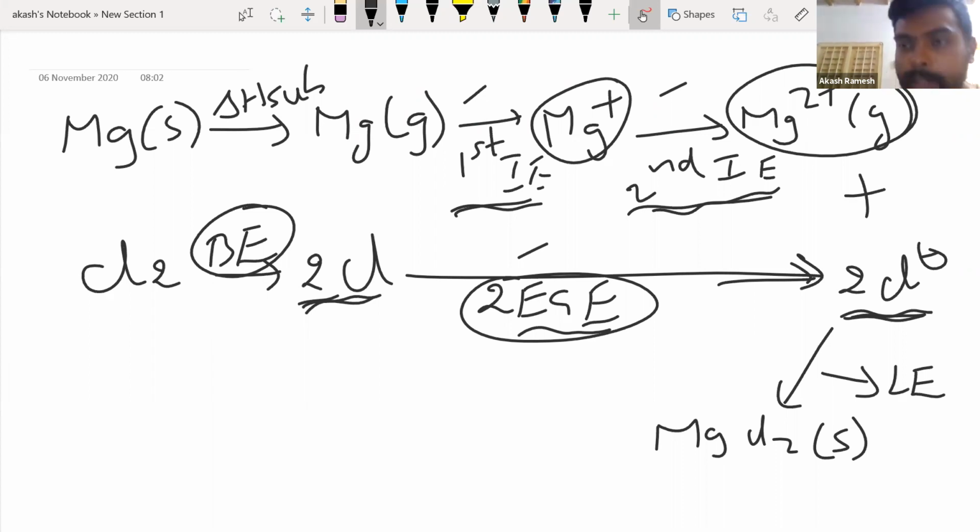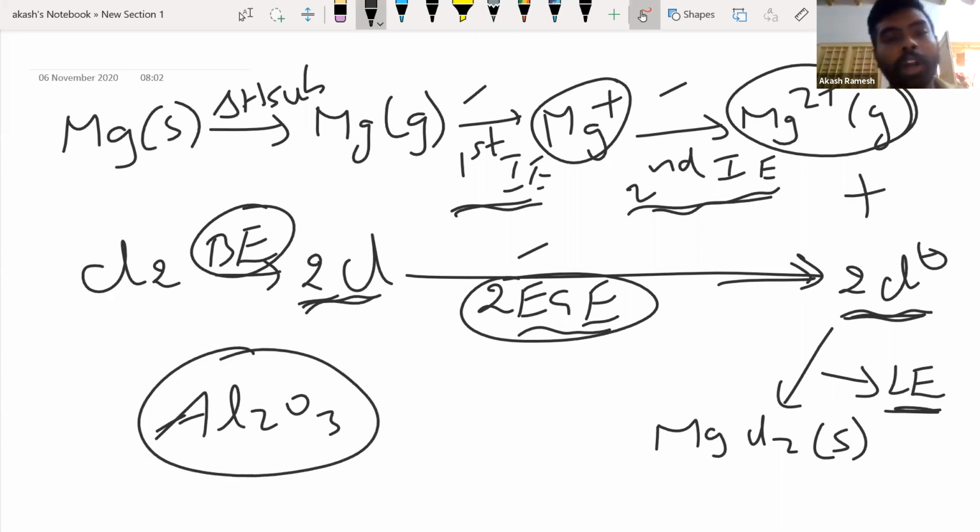I will give you one more homework since you are so interested in your homeworks. You are going to do the Born-Haber cycle for Al2O3, aluminum oxide. Is that cool? It's very complicated because you are seeing there are 2 aluminum ions, three oxygen atoms, a lot of stuff is going to be there. So obviously there are going to be a lot of numbers coming. So be very careful, people.